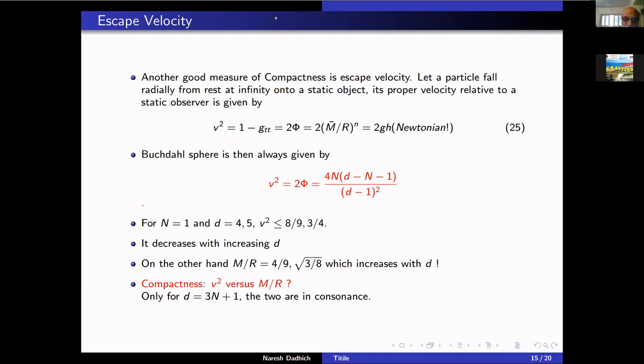So this is the escape velocity. Given the n, the d, and the Lovelock order of the polynomial, the v square is universal. That is, it is the same whether the object is charged or uncharged. For n equal to 1, d equal to 4 and 5, v square is 8 by 9 and 3 by 4. So for 4 it is 8 by 9, for 5 it is 3 by 4.